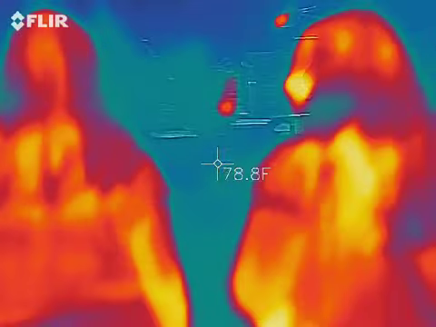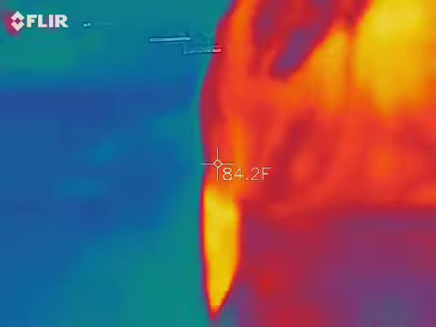Oh, it was just going red. It's going red again. It's a good sign.